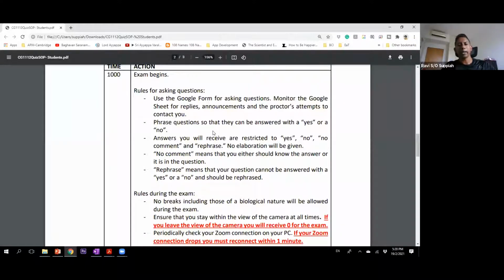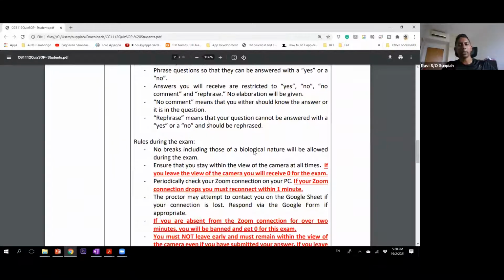Again, if it is something that we cannot answer, because it may be something you are expected to know, then we'll just say no comment. And if your question cannot be answered in a clear way, then we will ask you to rephrase. So if you have questions, you can ask, but be mindful to ask in a way that clarifies anything you feel is not clearly explained in the question.